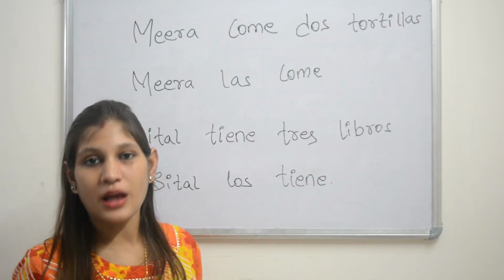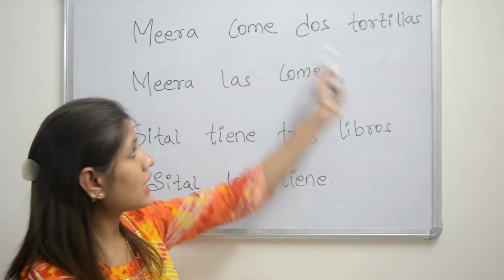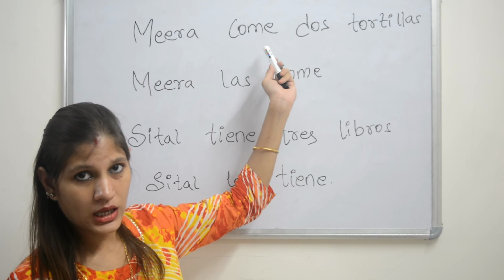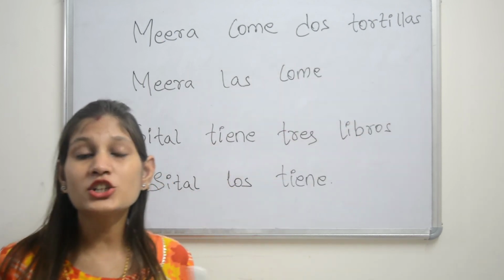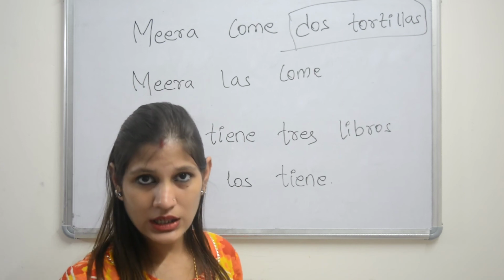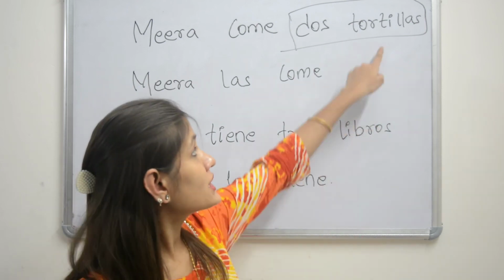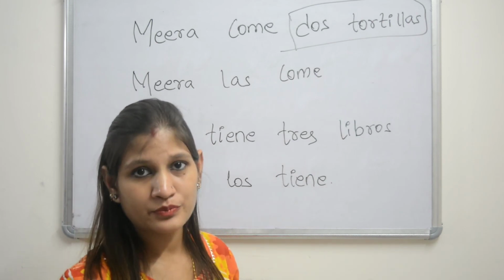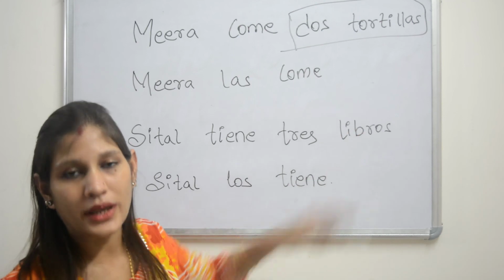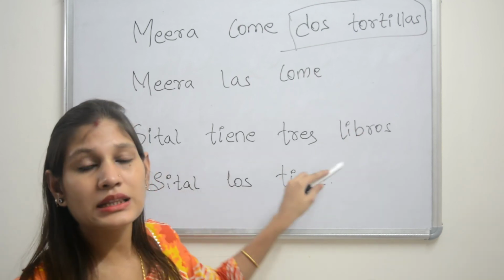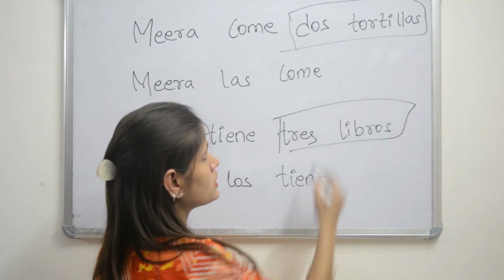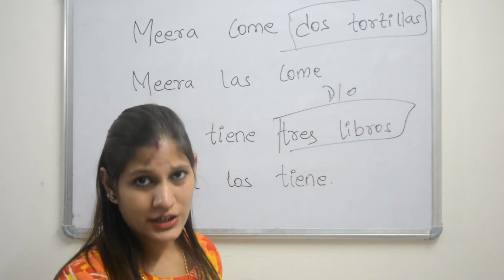So we will see a few more examples of direct objects. Mira come dos tortillas. What is she eating? She is eating dos tortillas. These are plural and tortillas are feminine. So tortillas are feminine plural. So we will use Mira las come. Seetal tiene 3 libros. What does she have? She has 3 libros. So 3 libros are direct objects.